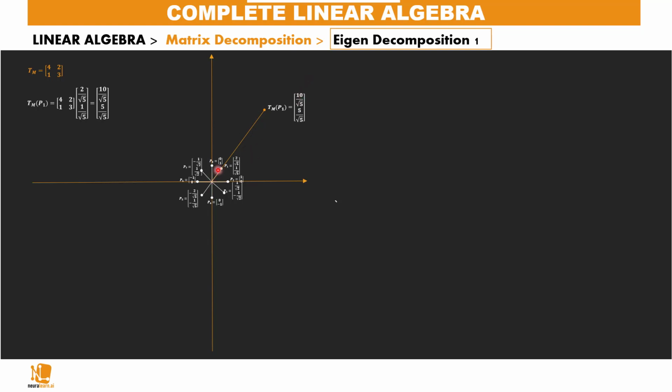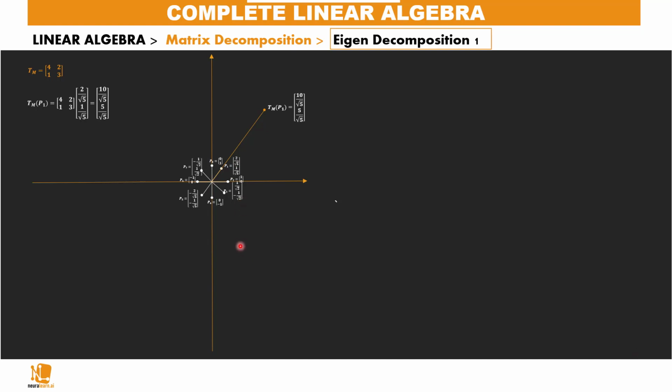You can see this clearly by multiplying this vector by 5. 5 times 2/√5 is 10/√5. 5 times 1/√5 is 5/√5. And that's how we have this. So, this vector is an eigenvector.